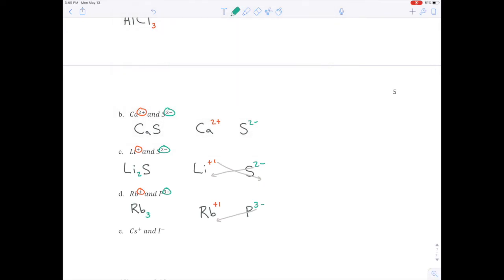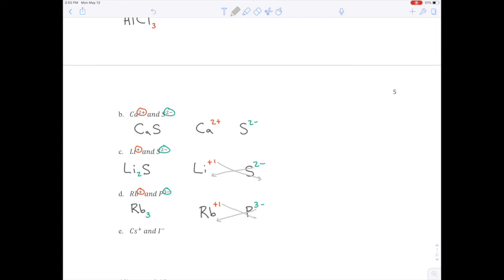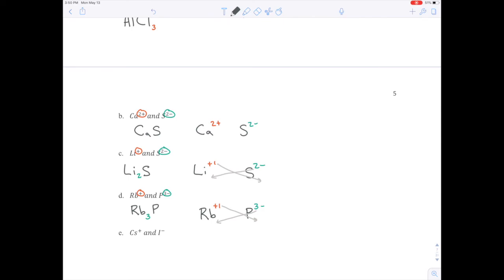Notice I'm not bringing down the negative sign. And then take the number at the top right of rubidium and bring it down to the bottom right of phosphorus. Because it's a 1, I don't have to write it. By writing a capital P, I know I have at least 1 phosphorus. And so that's the ratio that rubidium and phosphorus would combine in. You would have 3 rubidiums sticking to 1 phosphorus. And that would give you an overall charge of 0, so that the compound wouldn't be sticky anymore. It wouldn't react with anything else.